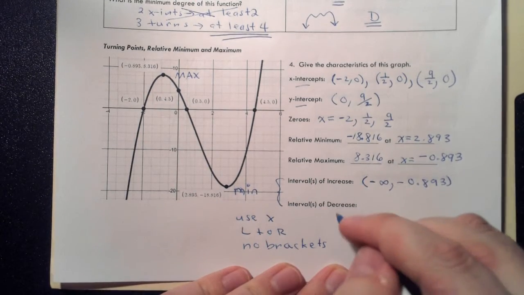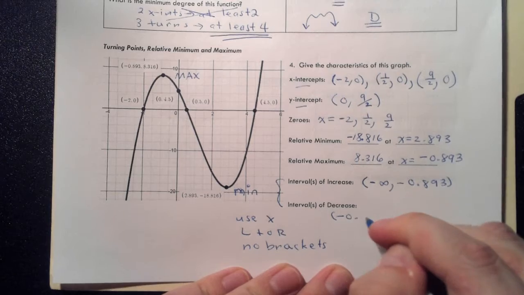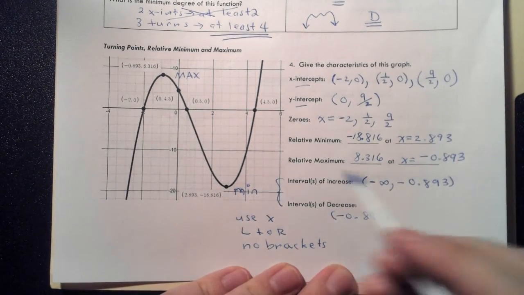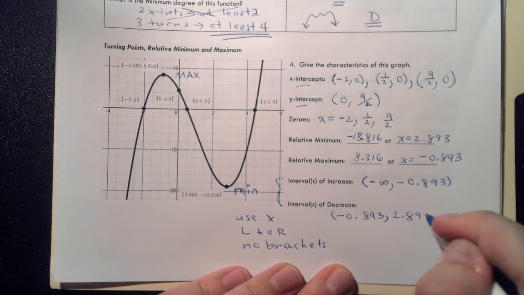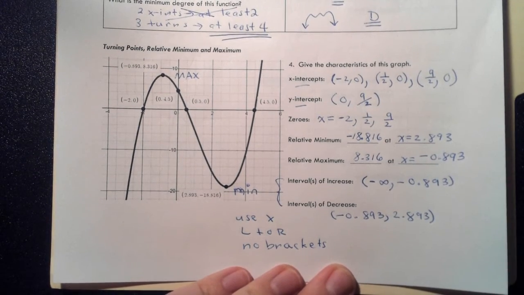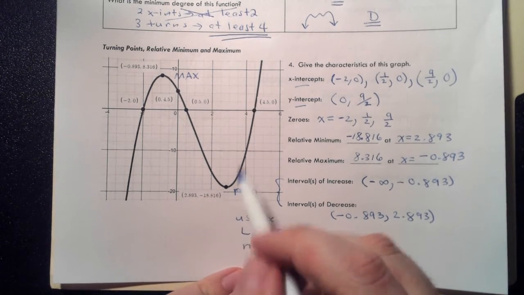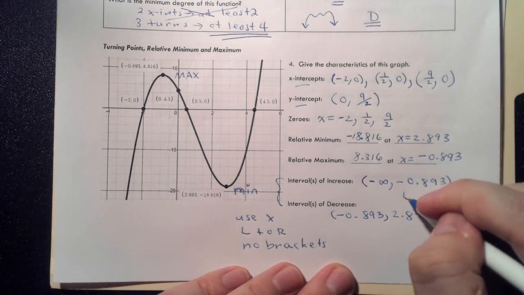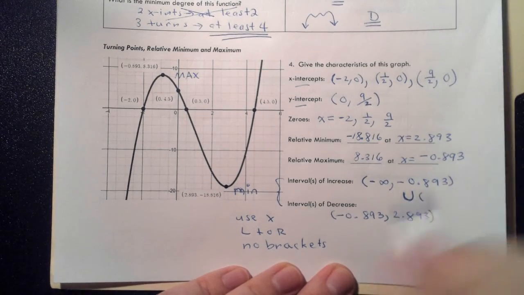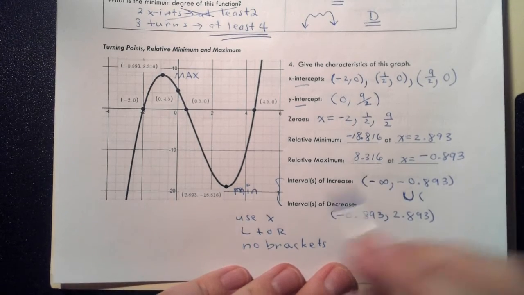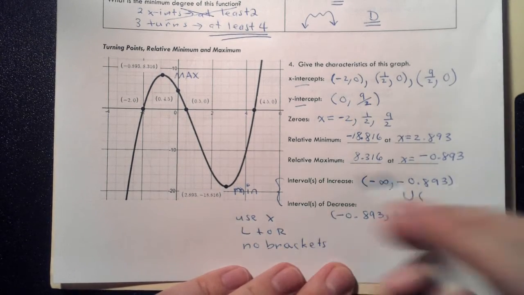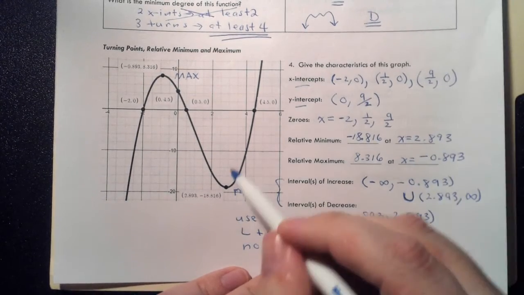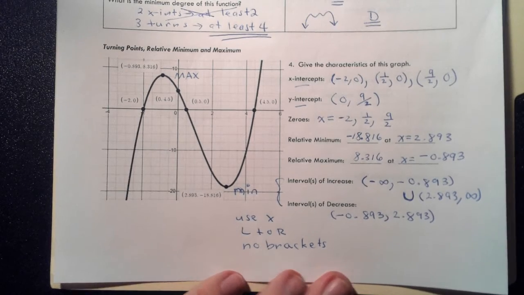And then I'm going to start to decrease. I decrease as x goes from -0.893 until I reach my next turning point where x is 2.893. After that, I will increase some more. So to put on another interval of increase, I will put a U, which stands for union, which is what I use when I'm joining multiple intervals. And I increase as x goes from 2.893 to very, very large x's as I go to the right to infinity.